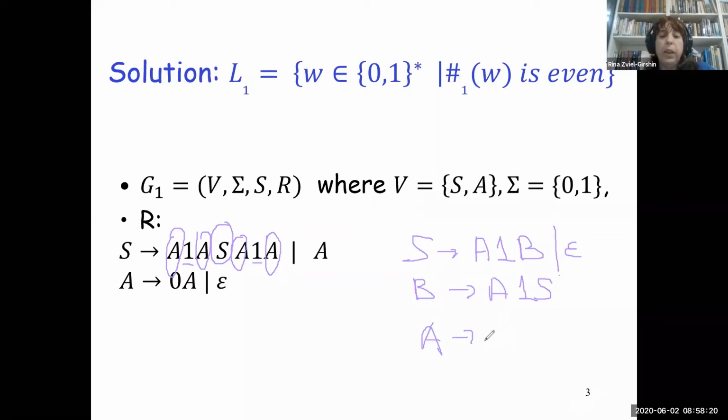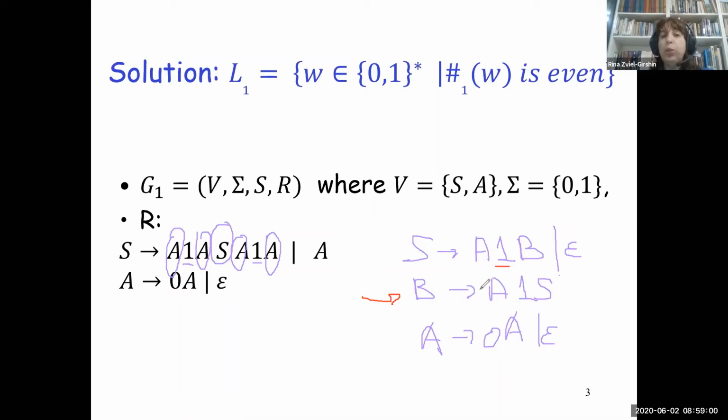derivation from S. And from A, once again, I can derive zeros as many times as I want. And also I can derive no zeros. So the explanation for the second grammar. After first one, I move to the new variable, which actually shows me that I have an odd number of ones. After additional one, I return back to S, and I continue this way until I decide to finish.